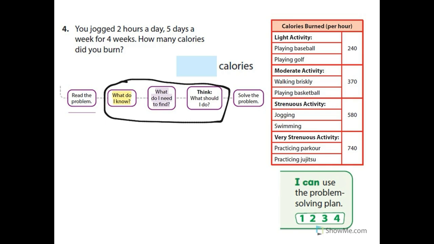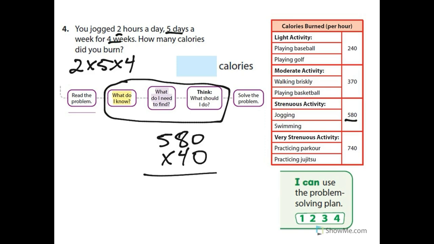Jogged. Where's our jogging? There it is, 580. So 2 hours a day, 5 days a week for 4 weeks. So 2 times 5 times 4. 2 times 5 is 10. 10 times 4 is 40. So I'm going to take 580, multiply it by 40.